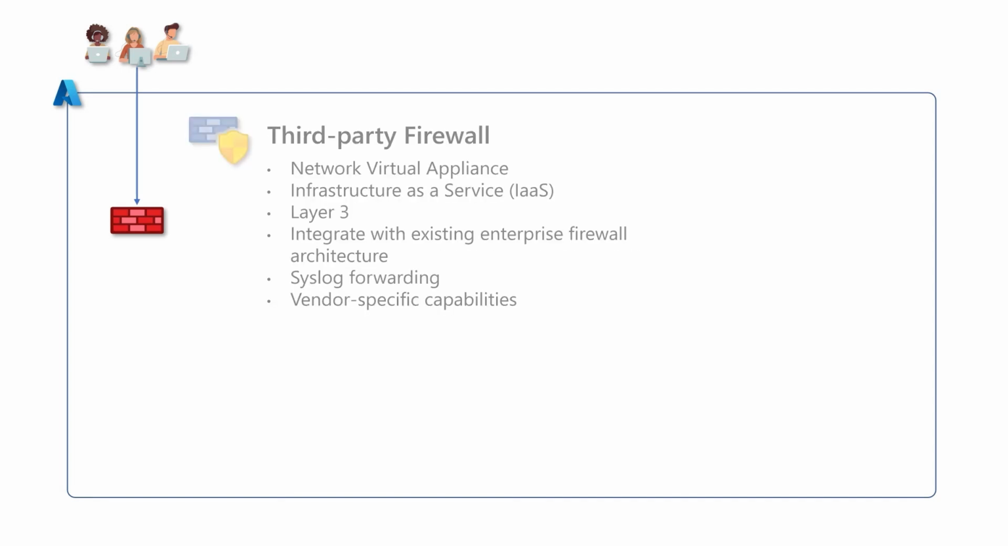Third party firewalls, also known as NVAs, run on virtual machines in Azure. So this is infrastructure as a service. They are layer 3. These can be utilized to leverage existing skill set in the organization for firewalls that might be on-prem. You'll leverage a syslog forwarder to collect the logs from the third-party firewall, send it to a log analytics workspace for retrieval by CISA's Talon.